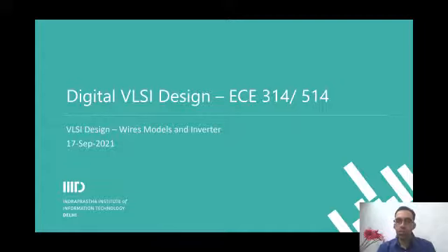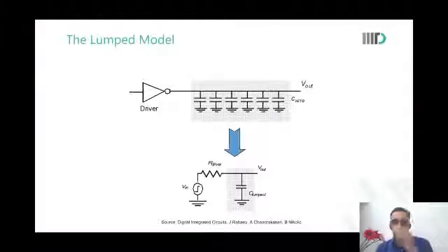So today what we are going to do is essentially completing the wire models. We discussed wires. Now we'll look at wire delay models and stuff. And then we will start with inverter today.